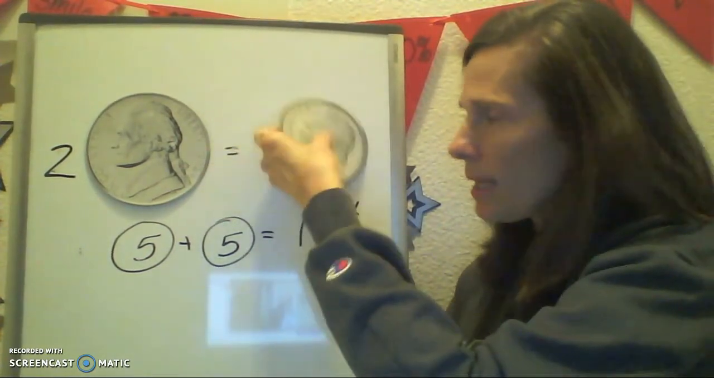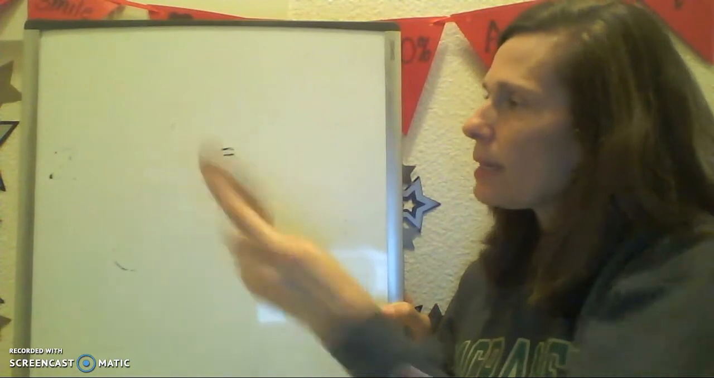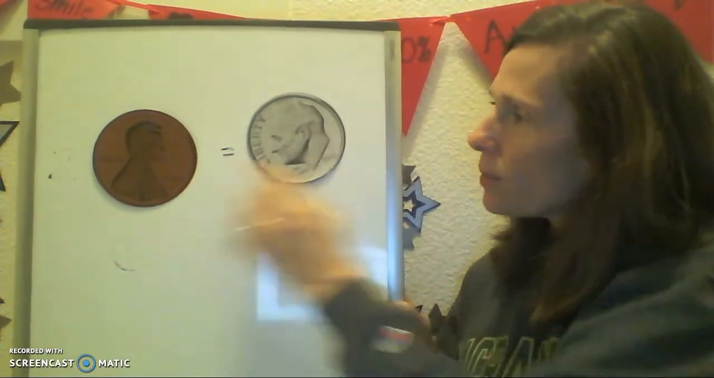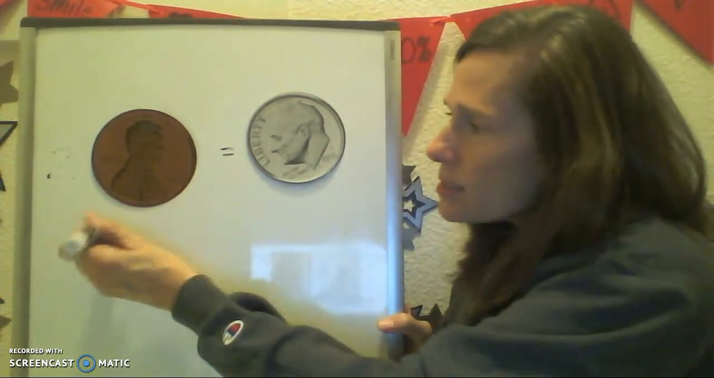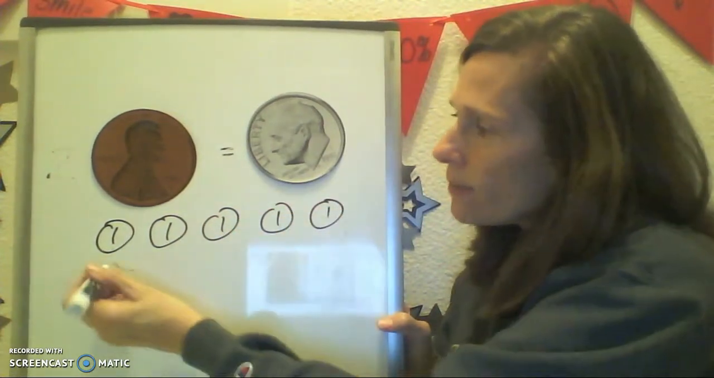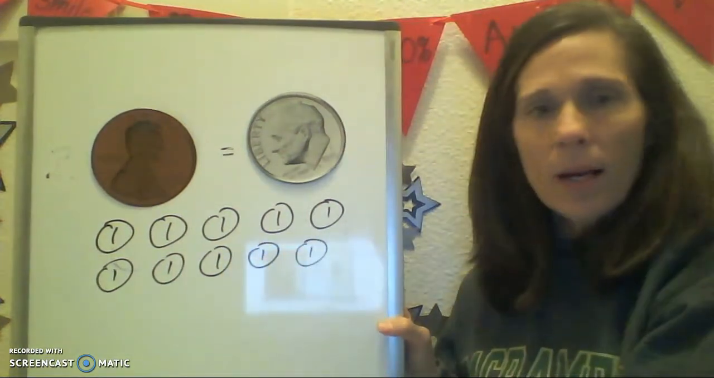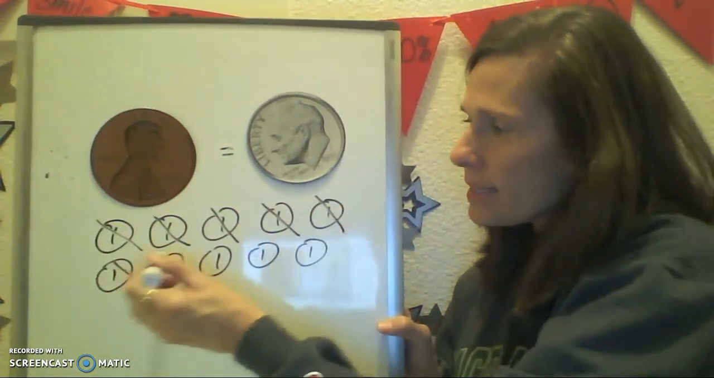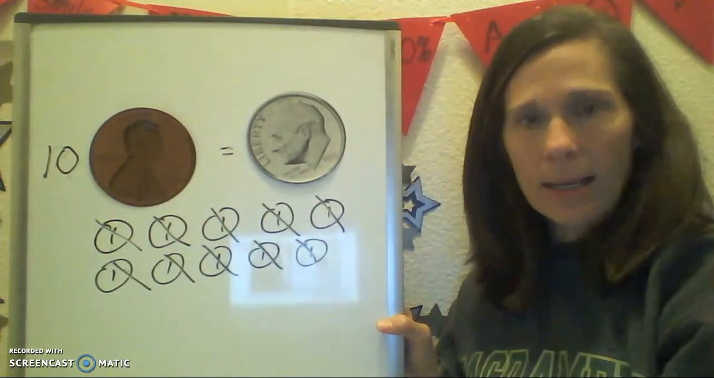All right, let's keep going. How many pennies does it take to make 10 cents? A penny is worth 1 cent, so 1, 2, 3, 4, 5, 6, 7, 8, 9, 10. I got to 10 making my pennies, so I'm just going to count them. 1, 2, 3, 4, 5, 6, 7, 8, 9, 10. So 10 pennies equal 1 dime.